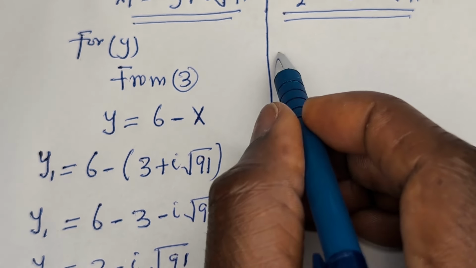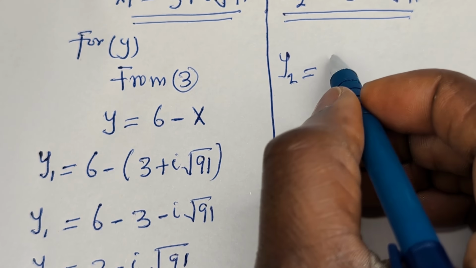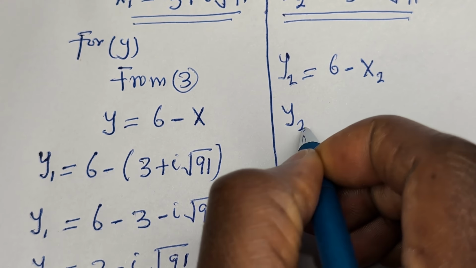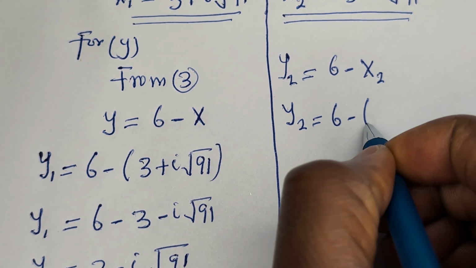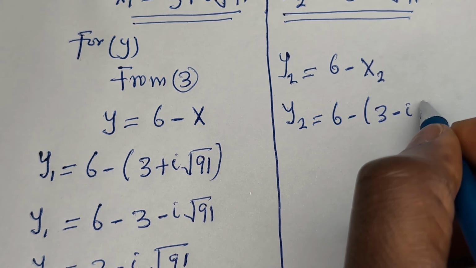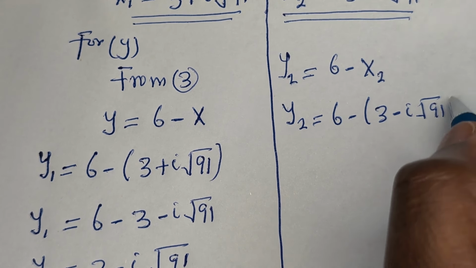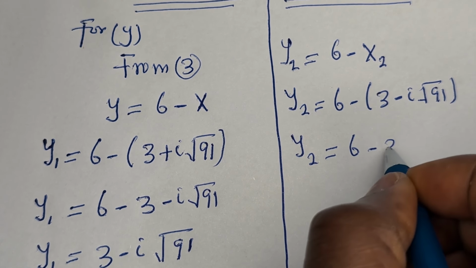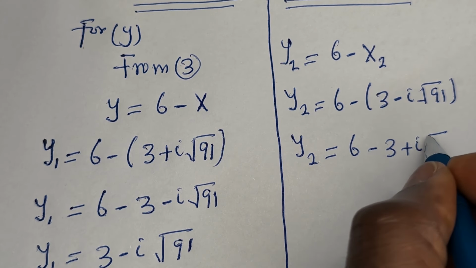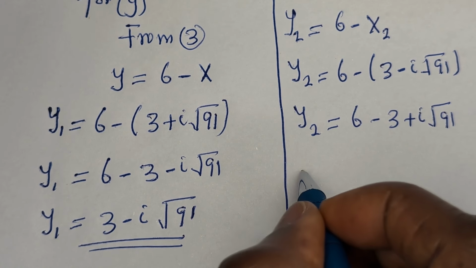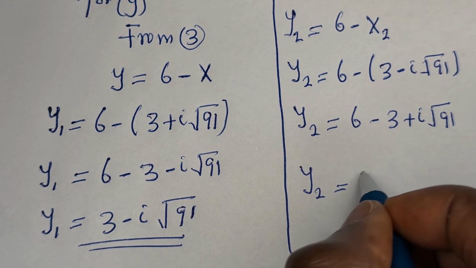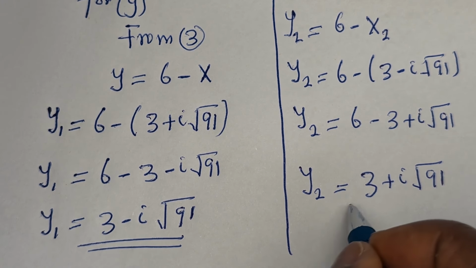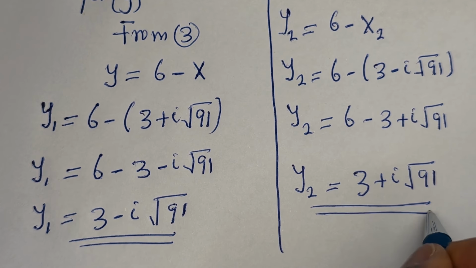Also, y2 is equal to 6 minus s2. y2 is equal to 6 minus s2, which is 3 minus i square root of 91. y2 is equal to 6 minus 3 plus i square root of 91. y2 is equal to 3 plus i square root of 91. This is the value of y2.